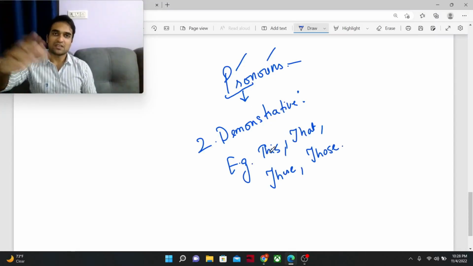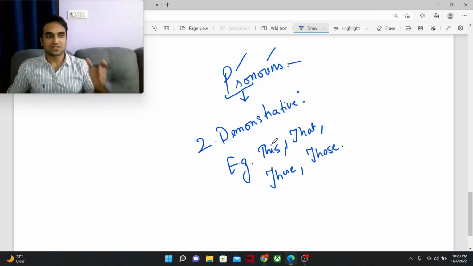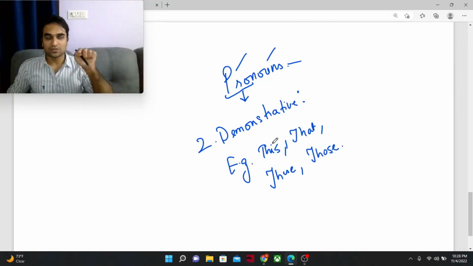If you look at a sentence that begins with this, it says, "This book is mine." You're pointing towards that book. Hence is the function of demonstrative pronoun. Similarly, if I say, "That is a boy," I'm pointing towards some person or something. This and that are singular. These and those are plural.